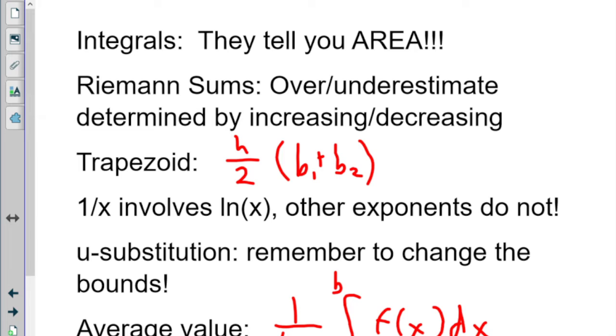Trapezoid. Here's your formula for area of a trapezoid. The h is going to be your x distance between the x coordinates. Base 1 and base 2 are the two y coordinates.